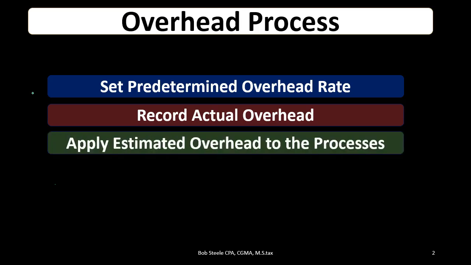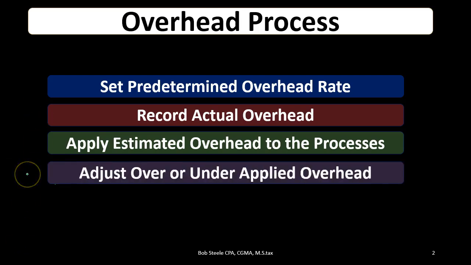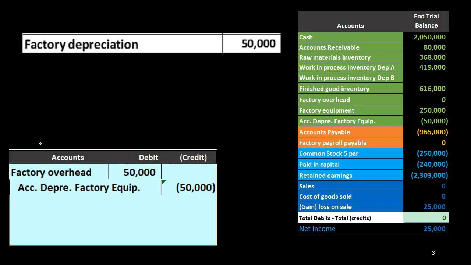We want to apply the estimated overhead to the processes. So we're going to take the estimated overhead and apply it out to our processes involved, the production departments. And then we're going to adjust for the over or under applied overhead. In other words, we still might have a difference between the actual and estimated overhead, and we'll have to apply that out. Here, we're going to be concentrating on setting up the predetermined overhead rate and using it to apply out the overhead to the proper process, the proper department.